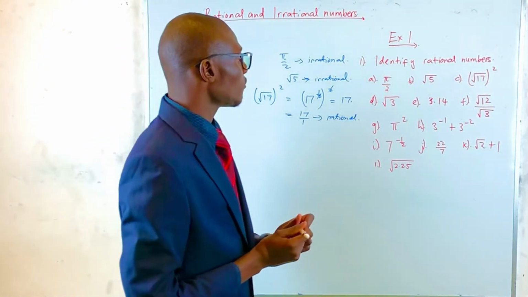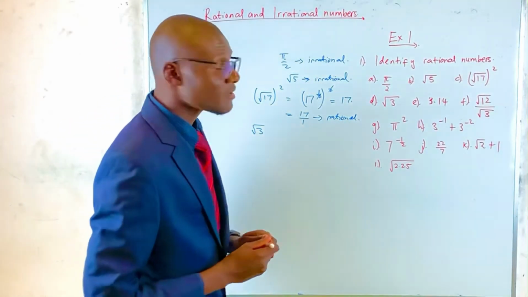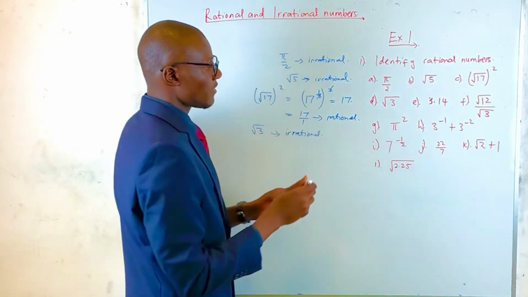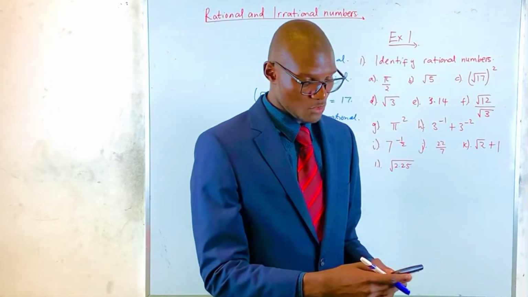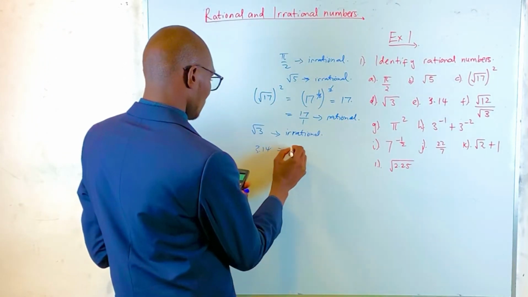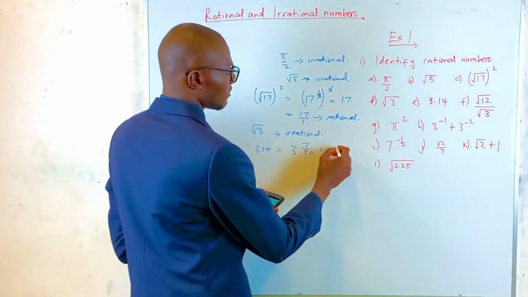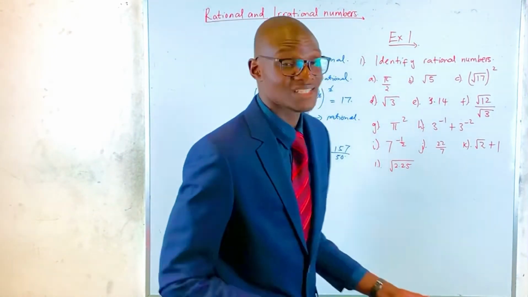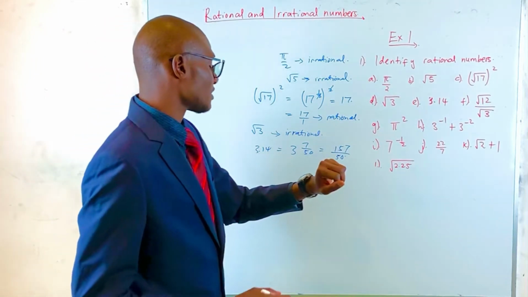Then moving on to root 3. We know that 3 is not a square number, so this is an irrational number. Then 3.14. We can rewrite this as a fraction. It will be 3 and 7 over 50, and as an improper fraction, this will be 157 over 50. So as you can see, this is a rational number.